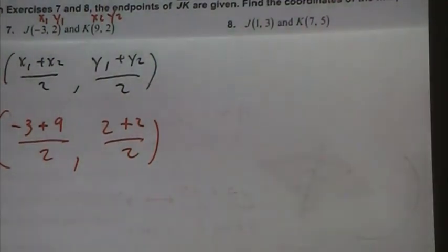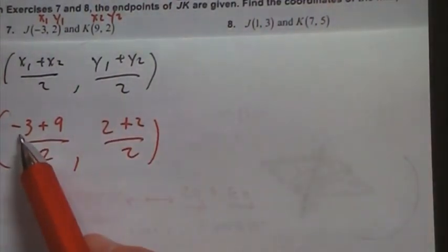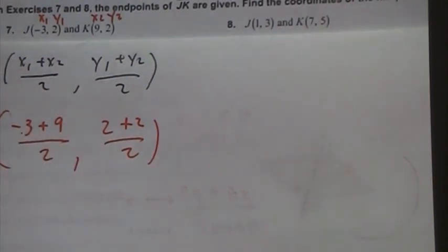And we're just going to solve this one. Be aware of those negatives. Negative 3 plus 9, in your brain you can think about it like a back 3, go back 3, then forward 9. Where are you at? Oh, you're at a 6.